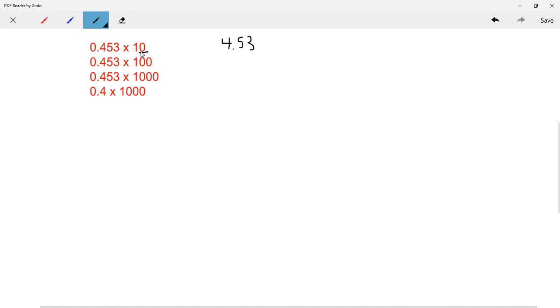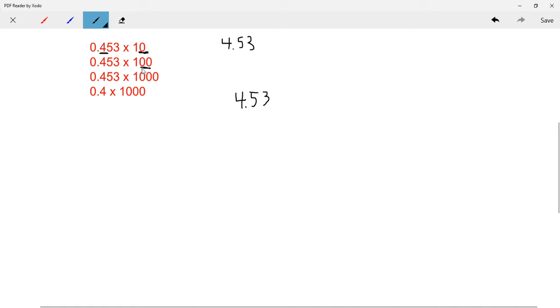Now, another way to think about it is to think about how many zeros are here. And since there's 1 zero here, we can think about it as moving one digit over to the other side of the decimal. So in this case, we would move one digit to the other side of the decimal. So that would be 5 and 53 hundredths, because we would move this 4 over.